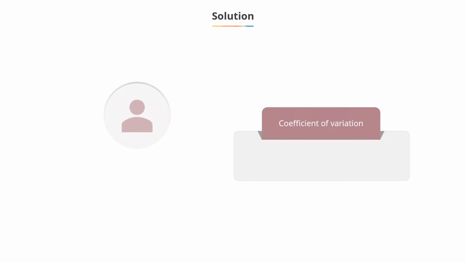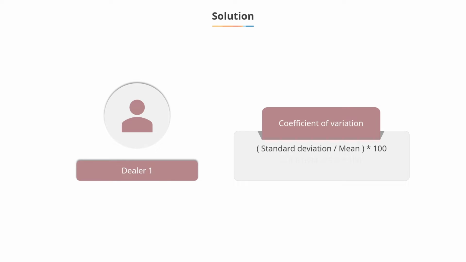The coefficient of variation for dealer 1 is calculated as per the formula: standard deviation by mean, multiplied by 100. It becomes 8.61684 by 75.5, multiplied by 100, which comes to 11.413.